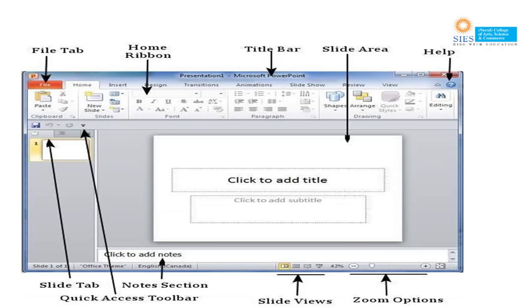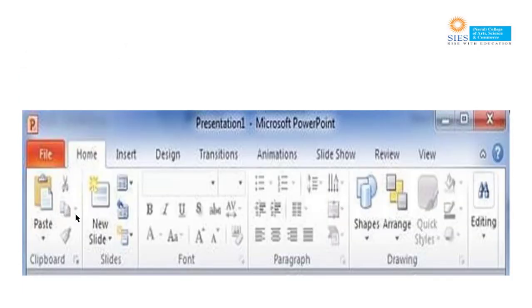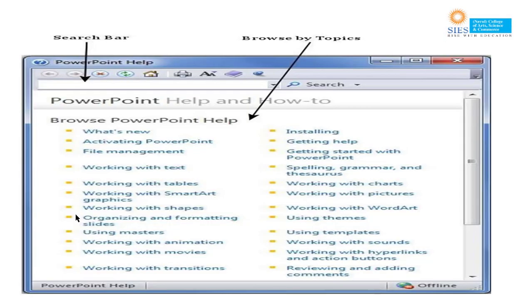Next is the slide tab. This is the slide tab. It is available only in the normal view. It displays all the slides, all small slides here in sequence. You can add, delete and reorder slides from this section. Now the next, this is the ribbon which you can see in zoomed format.